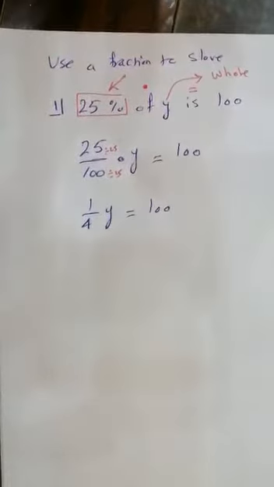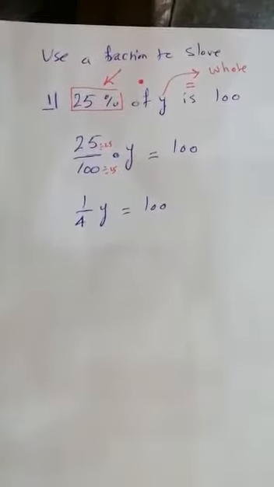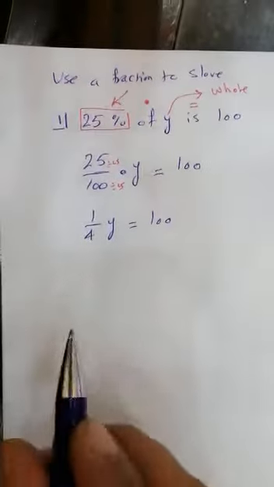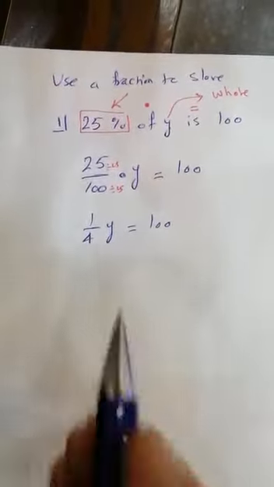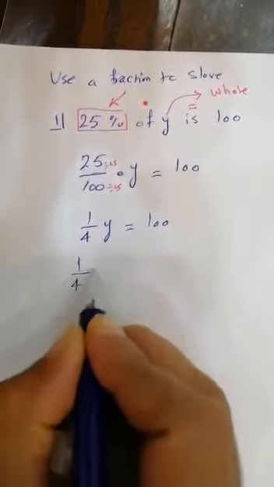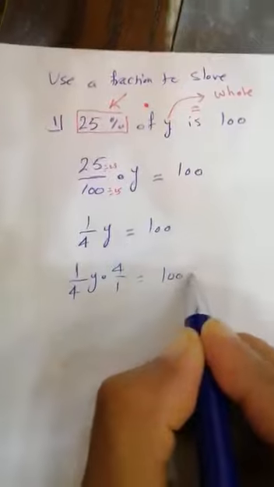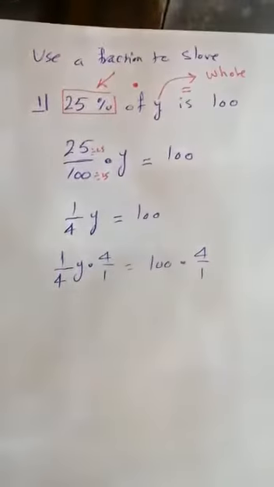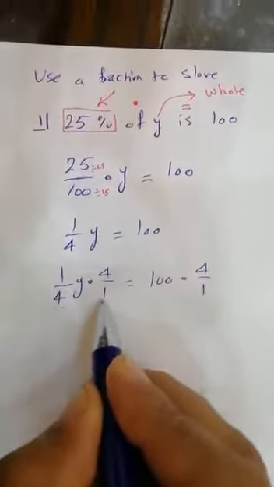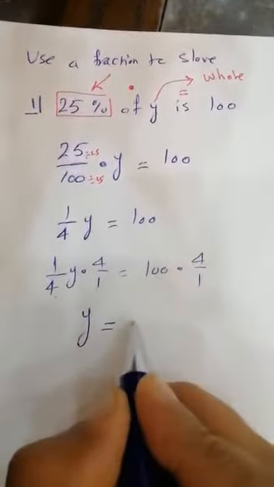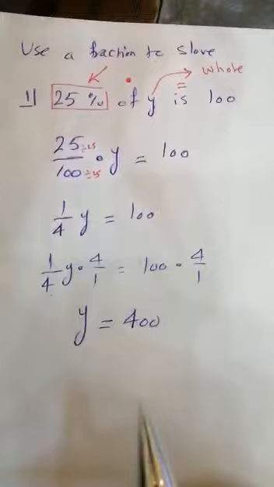Now we have a variable with a fraction. To remove the fraction, we multiply by the reciprocal of the fraction. The reciprocal of 1 out of 4 is 4 out of 1. Then we multiply 1 out of 4 y times 4 out of 1 equals 100 times 4 out of 1. 1 out of 4 multiplied by 4 out of 1 is 1. Then y equals 100 multiplied by 4, 400 divided by 1 is 400.